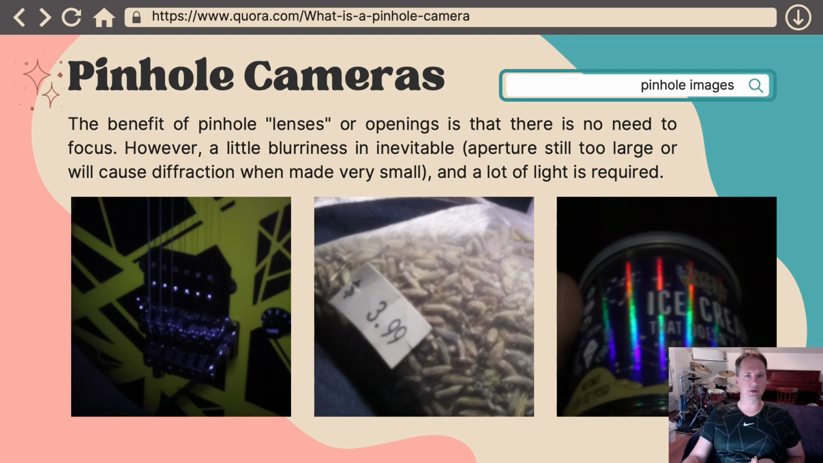But these three are taken with a pinhole camera, and you can see it's decent. You know, it's not as clear as you're used to, but it's kind of a nice, kind of soft result.